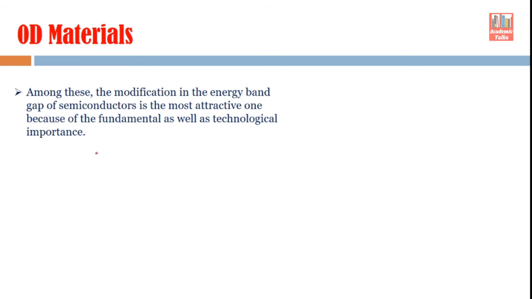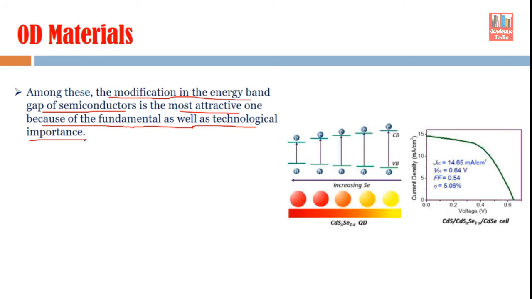Among these properties, some most important ones we are going to discuss. For example, modification in the energy band gap of a semiconductor. That is the most attractive one because of its fundamental as well as technological importance. So you saw that when we change the size, the band gap changes. This part we discussed in the previous lecture, and here you can see another example.